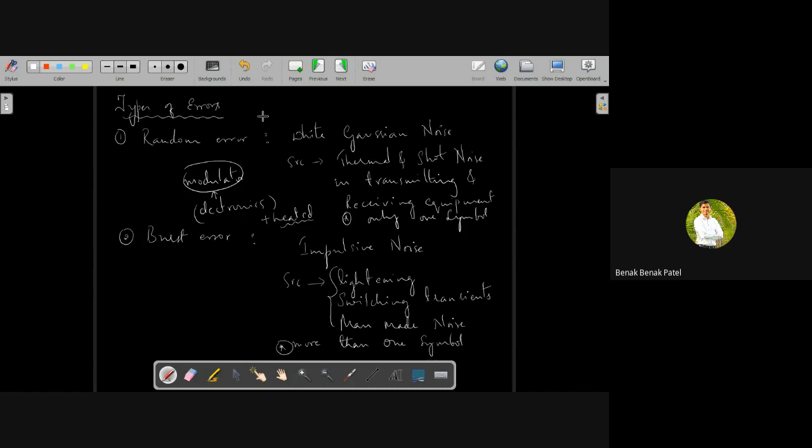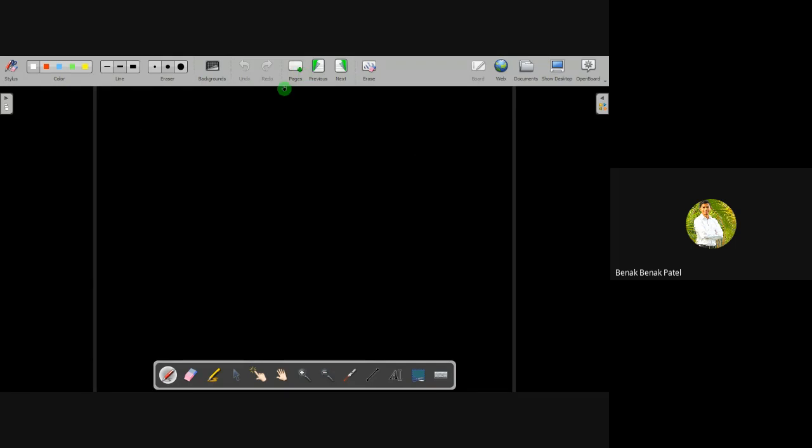So there are two sorts of errors: one is random error and the other is burst error. In a similar way, let's go through the types of codes that we'll be discussing here. Under types of codes, the very first type that we'll go through is block codes.